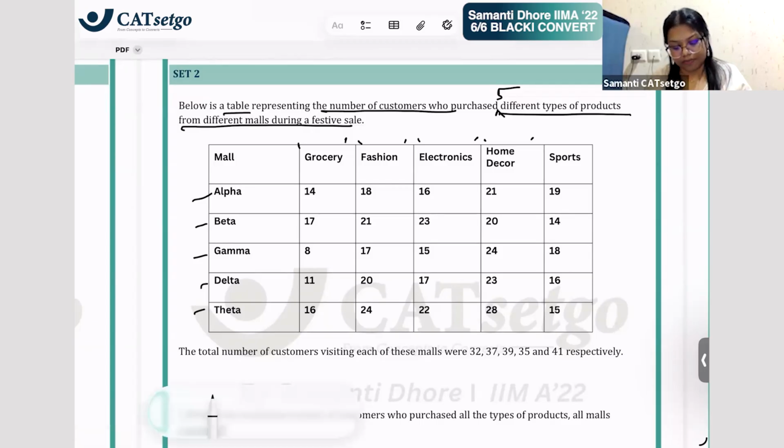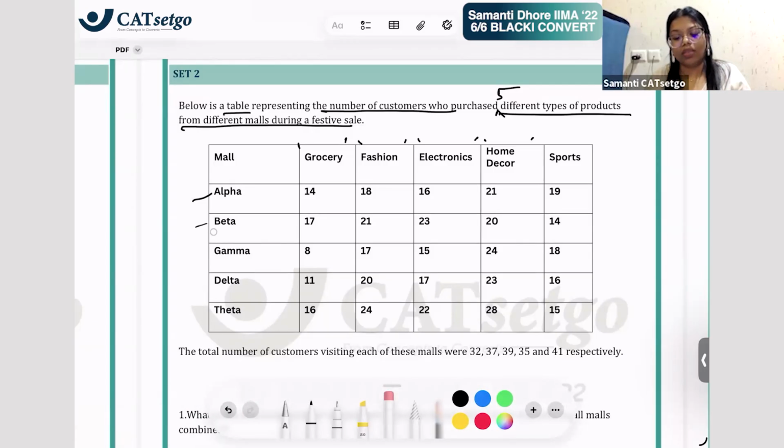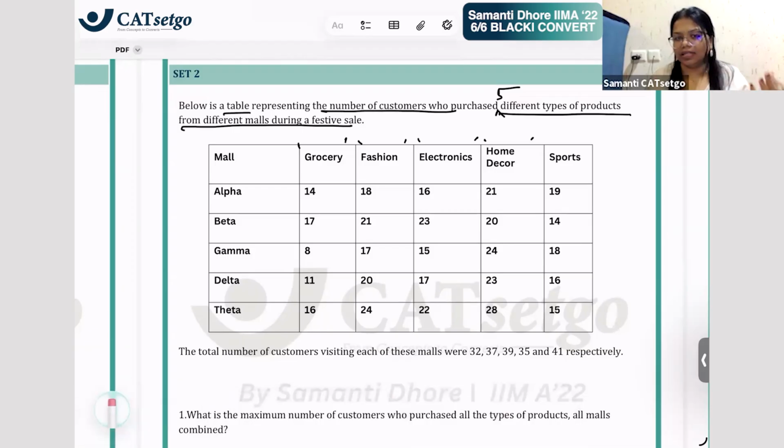Right. They have told us, this is more than 4 sets. So definitely a chocolate distribution is going to help us. How exactly? So first let us understand the table.